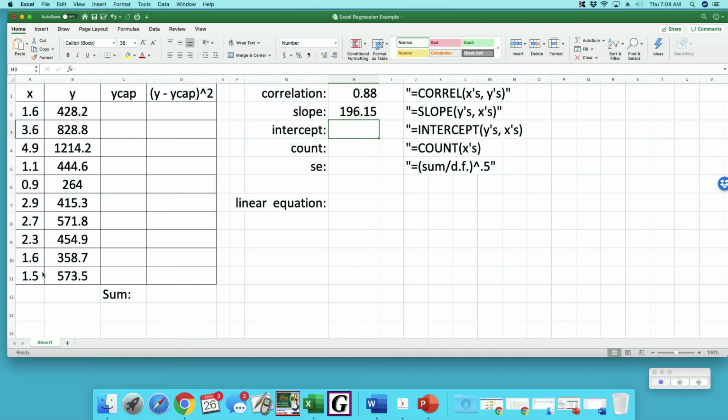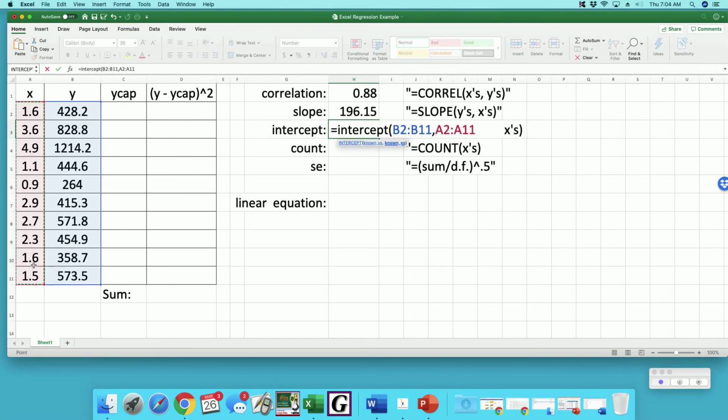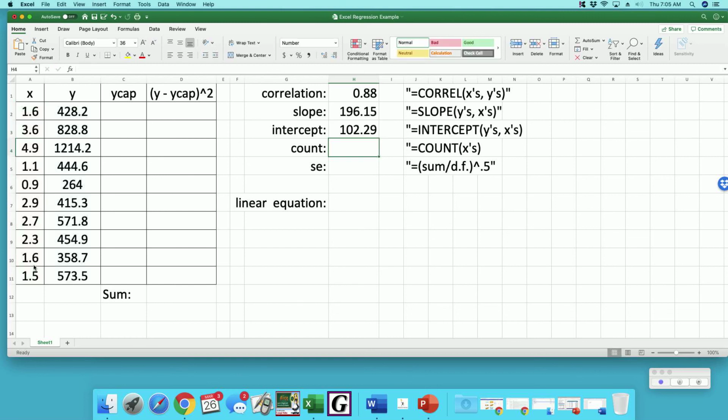Now we need our y-intercept, which is b. Our equation is going to be y equals mx plus b. So here we go. Equal, intercept, parentheses. Once again, you highlight the y's first, followed by a comma, highlight the x's, close your parenthesis, press enter. So our y-intercept is 102.29.